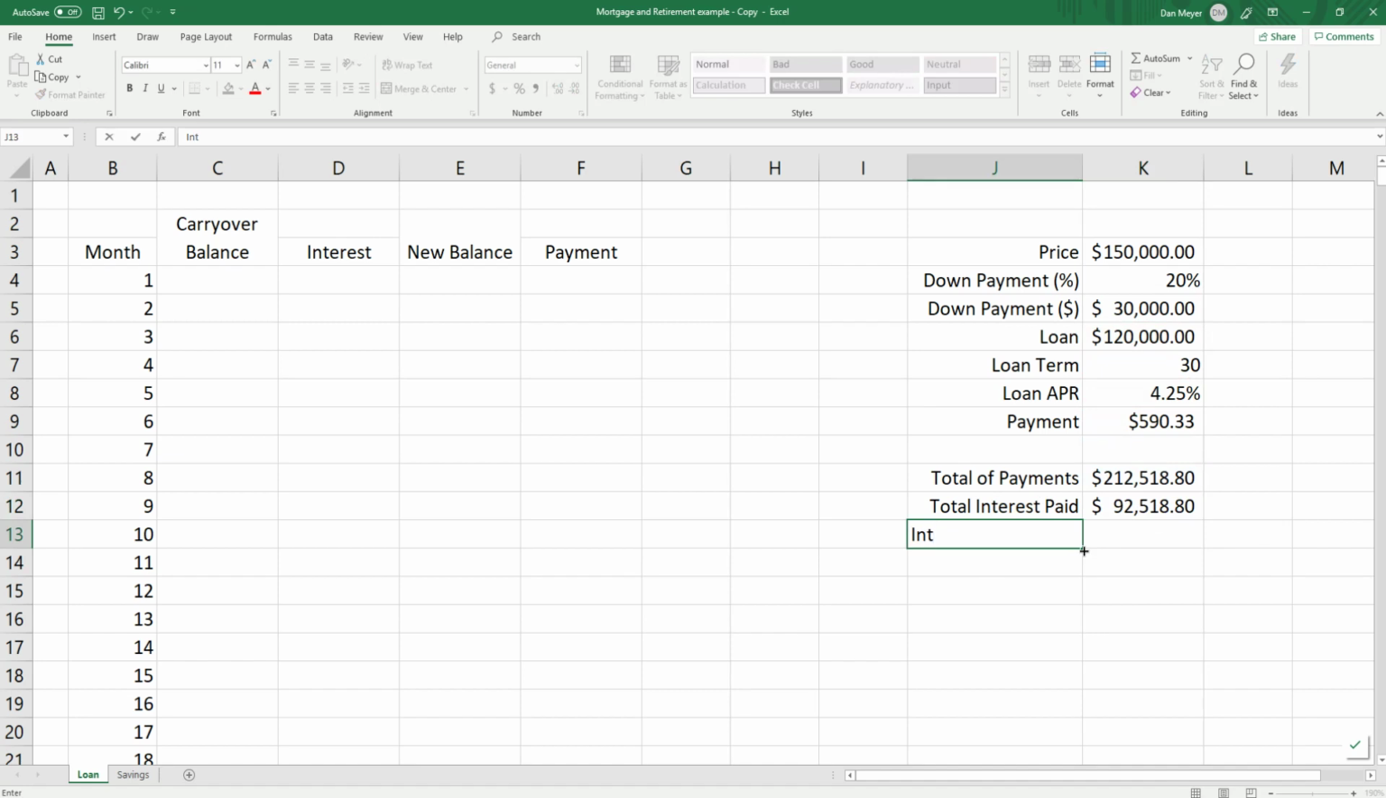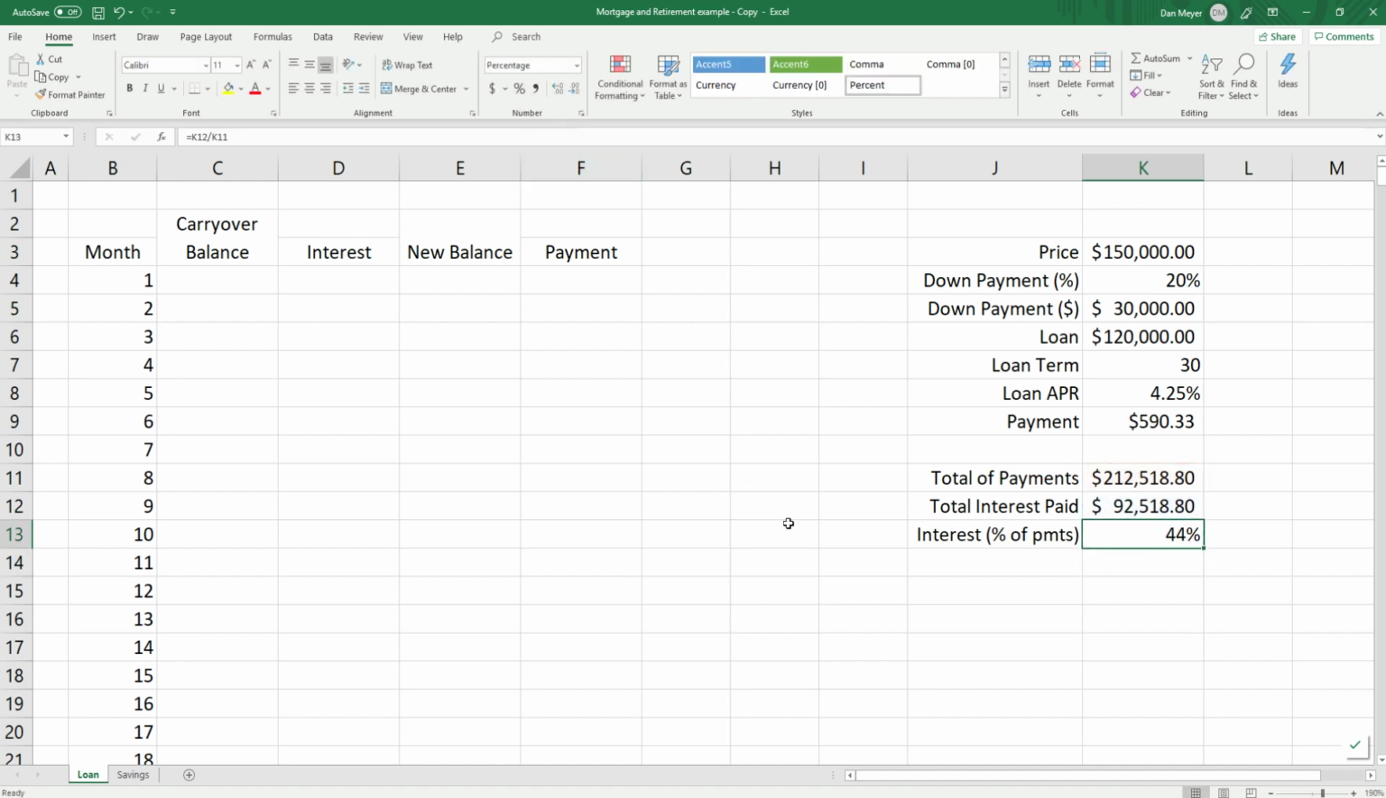Interest as a percent of payments. If I take the total interest paid, this is a part to whole ratio. The total of our payments includes principal and interest. Right? The principal was $120,000, so the interest is a part of the total payments. So we got this part to whole ratio. We'll format it as a percent. So 44%. Give it a couple more decimals just to see what that looks like. All right. So the interest as a percent of our total payments when we buy this house ends up being quite a bit.